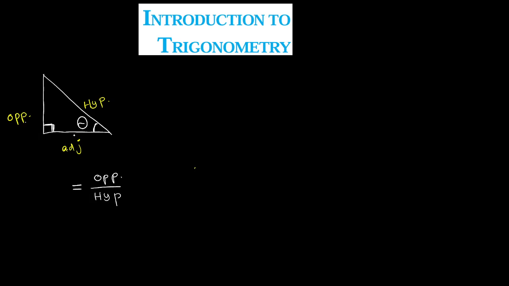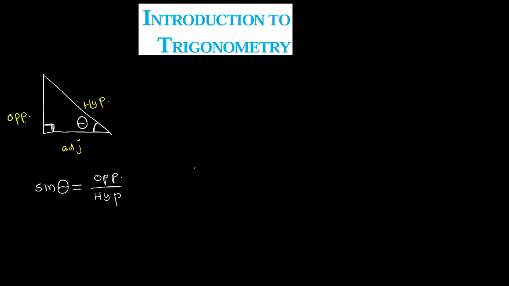Let us give some name for each ratio. Opposite by hypotenuse, that ratio will be the same for a similar triangle with the same theta. So let us give the name for opposite by hypotenuse. Mathematically it is denoted by sine theta. Sine of theta. Full form is sine of theta. So sine theta is opposite by hypotenuse.